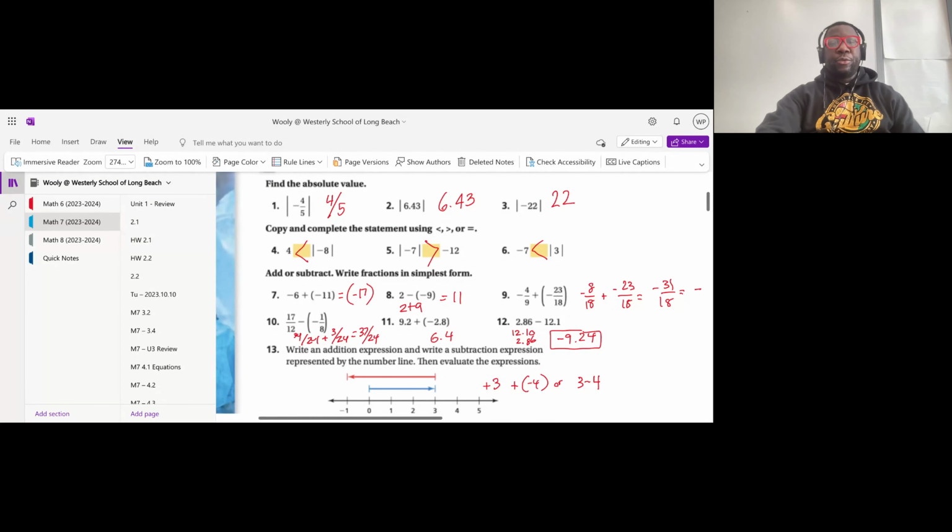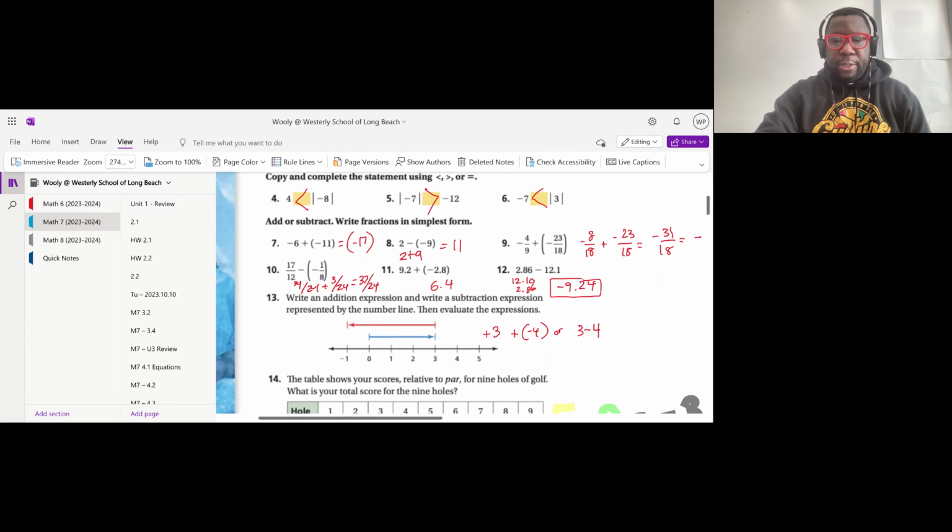For question numbers 4, 5, and 6, it's all about inequalities. The inequality symbols are being greater than or less than. So for the absolute values, they will always be a positive value. So even though -8 is less than +4, because it's the absolute value, 4 is less than the absolute value of -8, which would be positive 8. For question number 5, same thing. The absolute value of -7 is greater than -12, and the absolute value of 3 would be +3, so it is greater than -7.